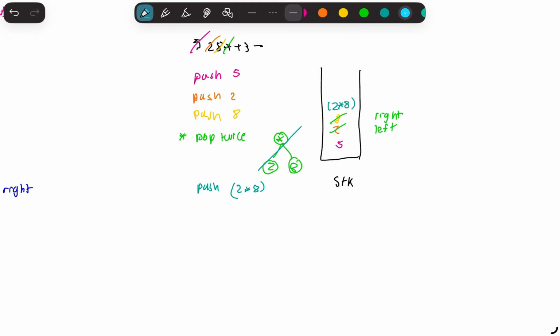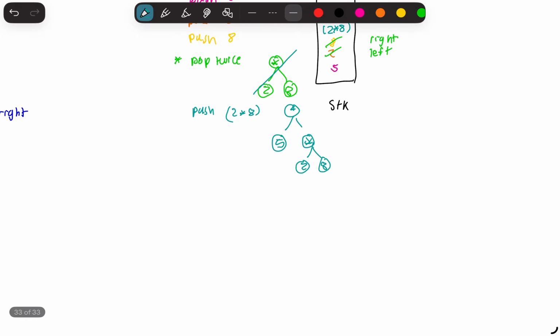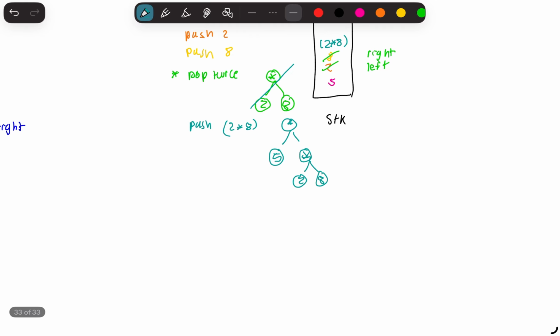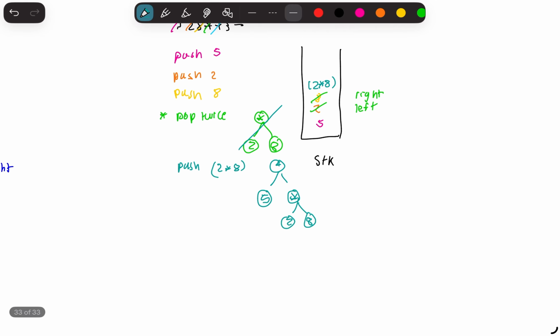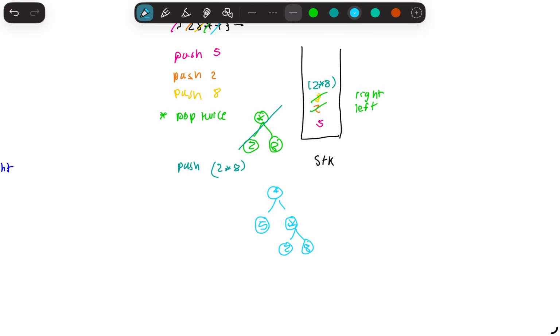Now after this, you have your plus. But let's build our full tree. As of right now, it looks like this. Plus 5 times, and then here you have 2, 8. Now we're pushing it. And this is when you do your plus. So you have your plus, and now you're going to have to push this whole entire thing onto the stack.